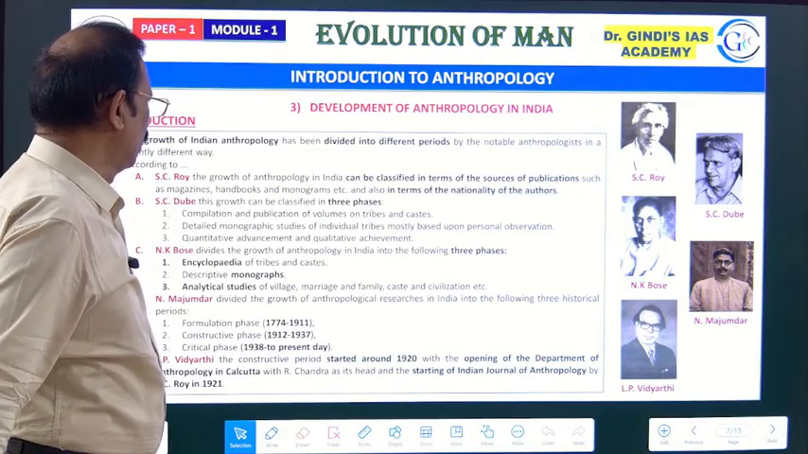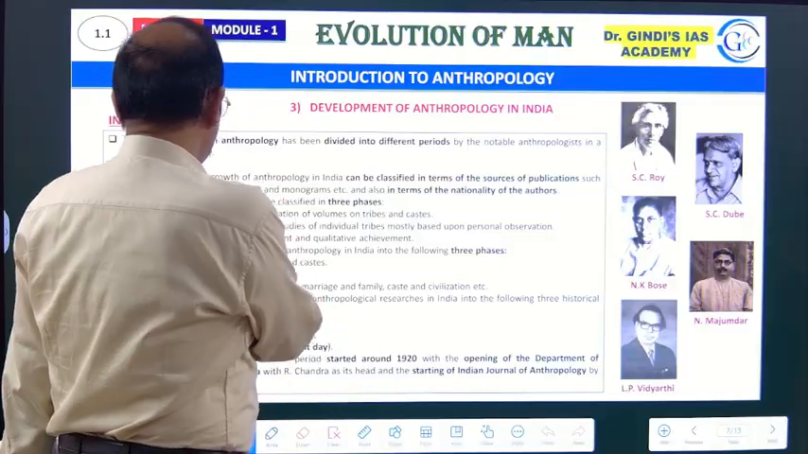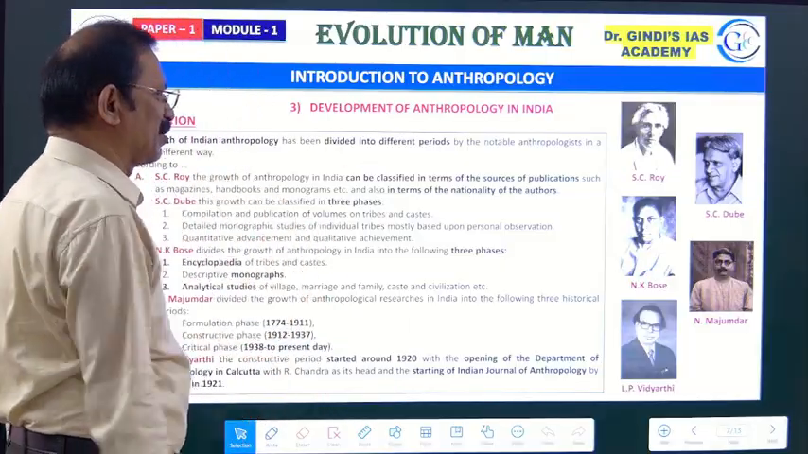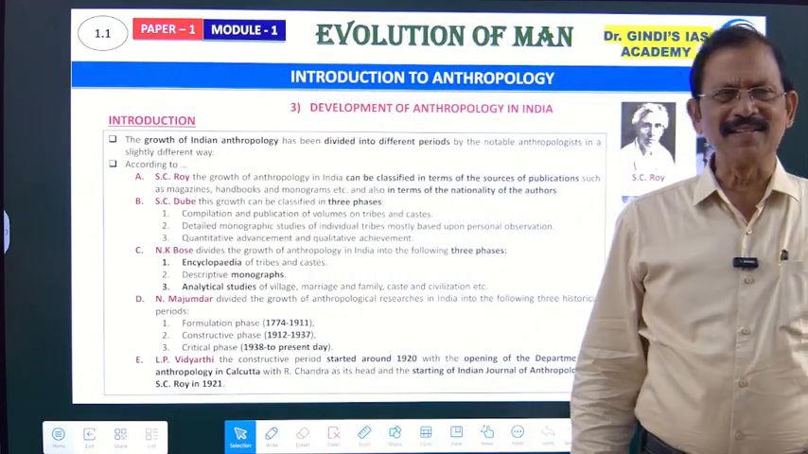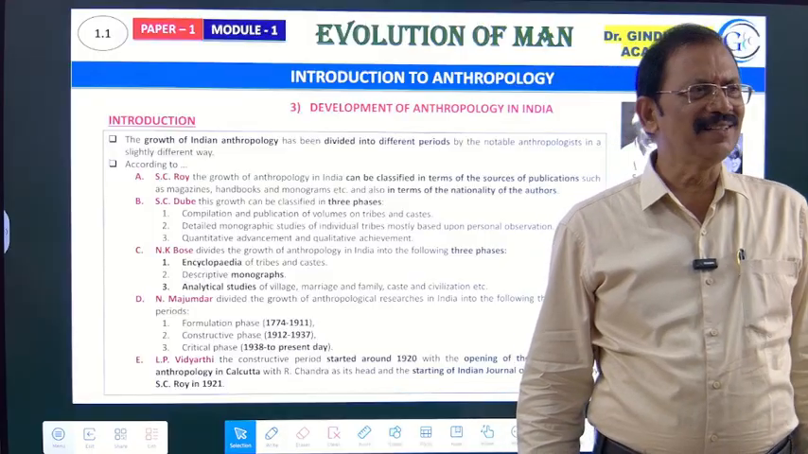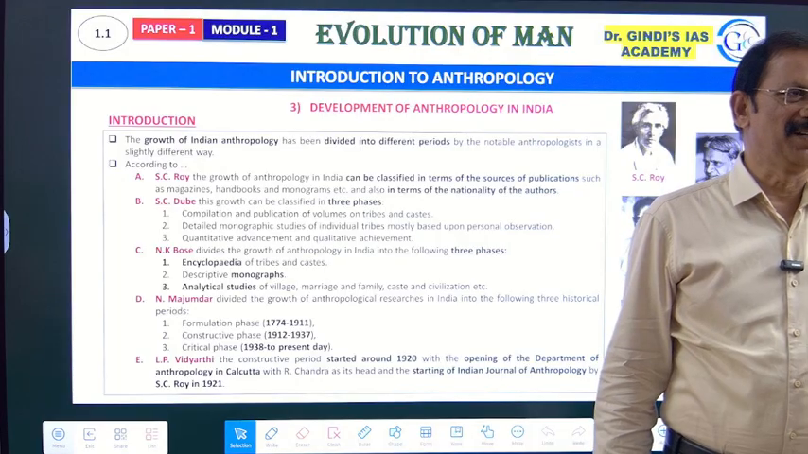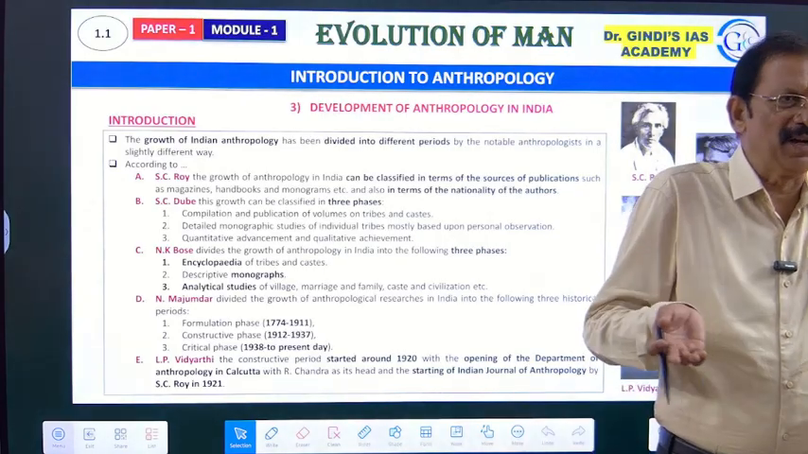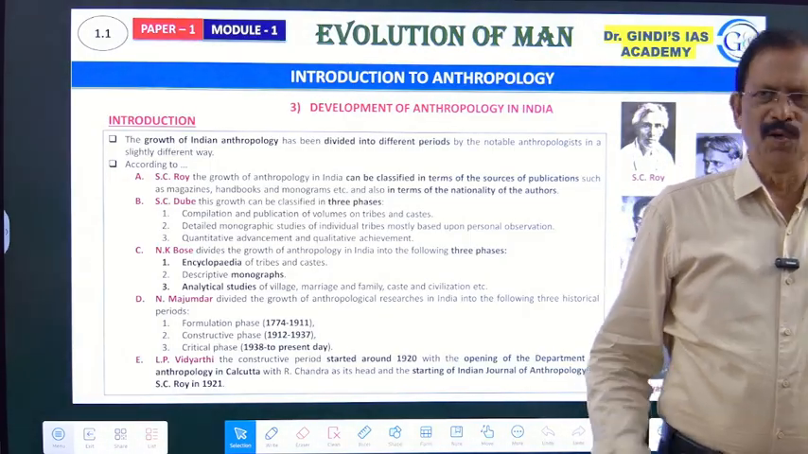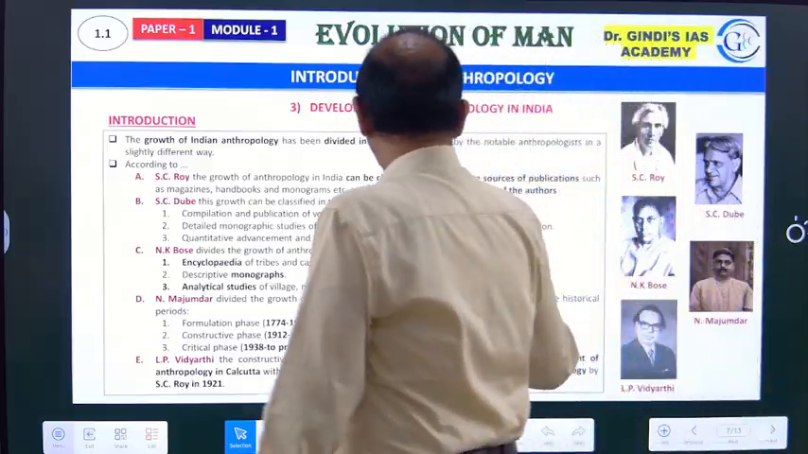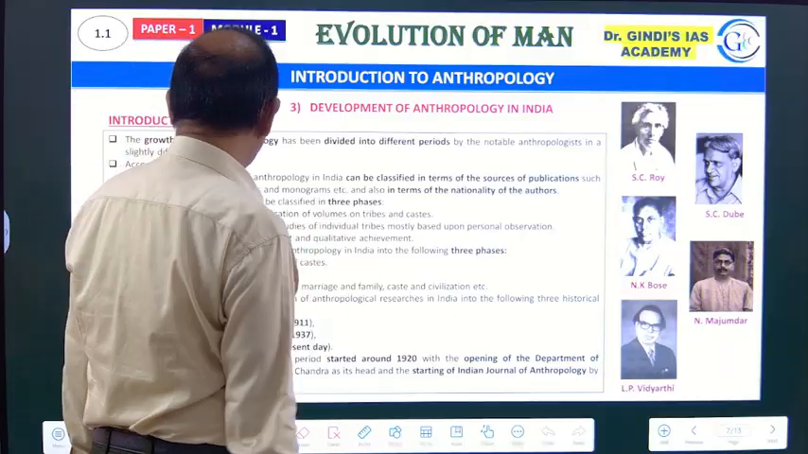Then Dubey. He has divided the growth into three phases. One is compilation and publication of volumes on tribes and caste. Already explained. First, actually, in anthropology, they did the research on tribes only. Then the caste people, we are the caste people, almost here are caste people, some tribal people maybe. So Dubey: compilation and publication of various volumes on tribes and caste.